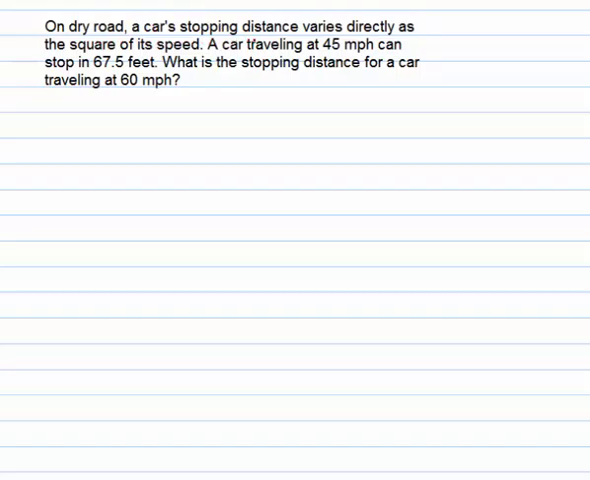On a dry road, a car's stopping distance varies directly as the square of its speed. A car traveling at 45 miles per hour can stop in 67.5 feet. What is the stopping distance for a car traveling at 60 miles per hour? Okay, so the stopping distance varies directly as its speed. So the stopping distance, we'll just call it SD, is equal to some constant times its speed, we'll call that S. So we have to solve for the constant: the stopping distance, 67.5 feet, is equal to K times the speed of 45 miles per hour.